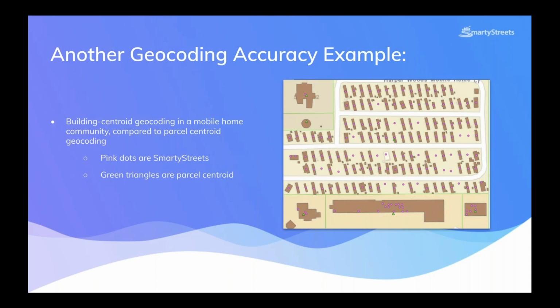Another geocoding accuracy example, and here we're using building footprint polygons to illustrate where the structures are. This is in a mobile home community in the Midwest, and you can see that the building centroids are in fact on top of most or all of the mobile homes that are existing in that community. The pink dots are SmartyStreets and the green triangles represent Parcel Centroids in that area. So you can see in the bottom there, we've got another, looks like a strip mall. We have all the mobile homes spread out with actual addresses located correctly on the building footprints.